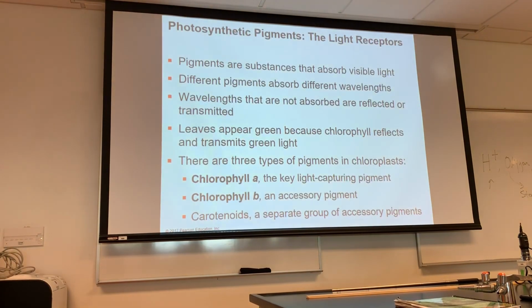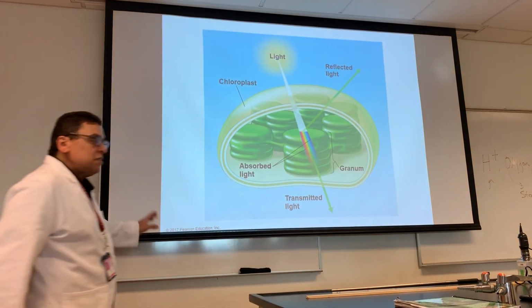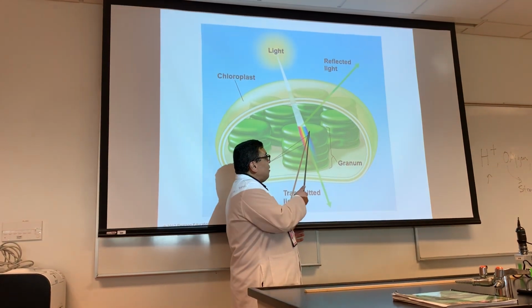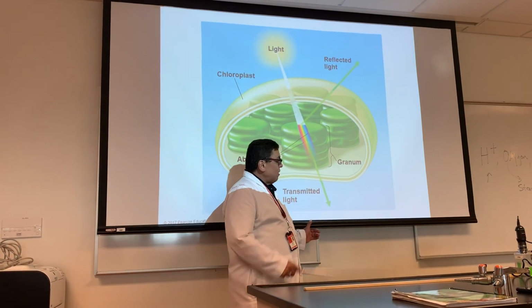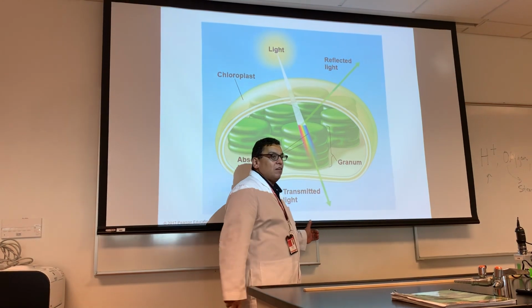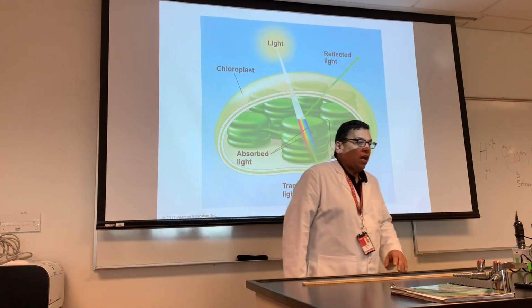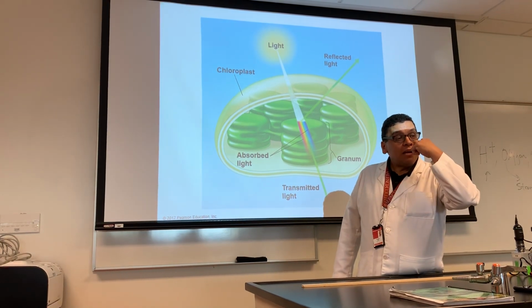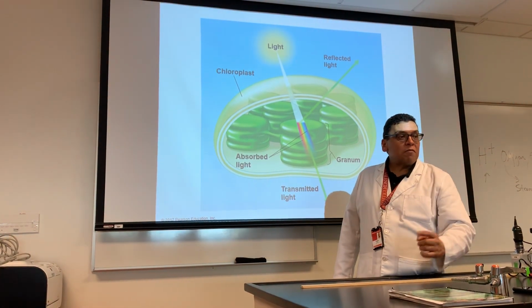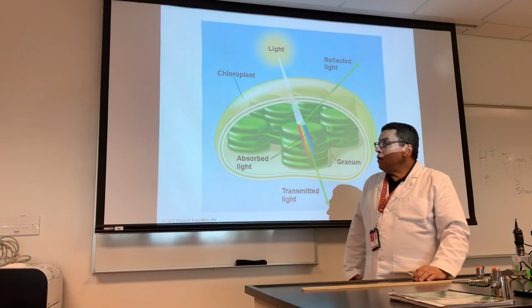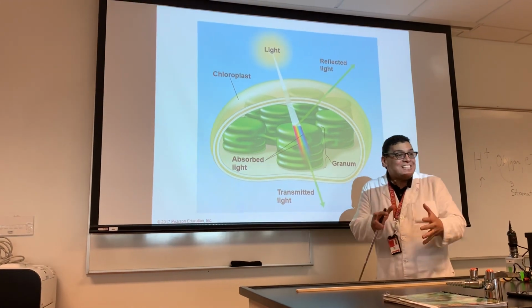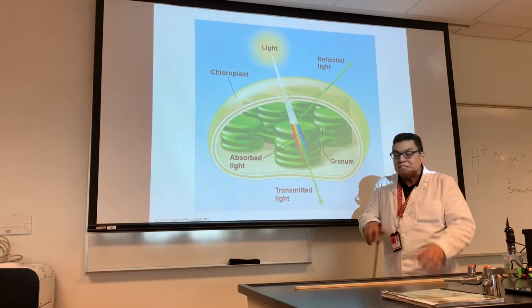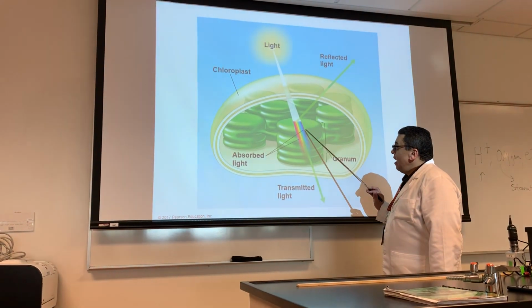So, why did I say all of that? It's because of this. Plants absorb the red and the blue wavelength. They reflect the green. They don't absorb the green. They reflect the green into your eye, and that's why you see them as green. So what's driving photosynthesis? Let's put it together now. What is driving photosynthesis? The red and the blue.